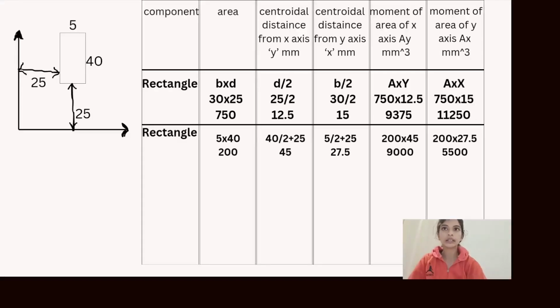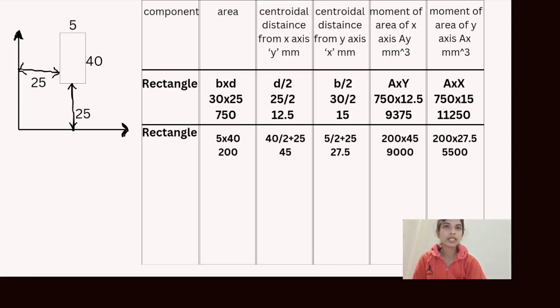Next, I'm calculating the next rectangle, which is situated a bit above the x-axis and a bit far from the y-axis, where I'm taking the area with the same formula, which is b into d. 5 into 40 is 200. And next, I'm calculating the centroidal distance from x-axis, which is y in millimeter. In this part I'll be adding 25 extra because it's situated 25 millimeter above the x-axis. So I'll divide 40 by 2 and add 25, which gives me 45.